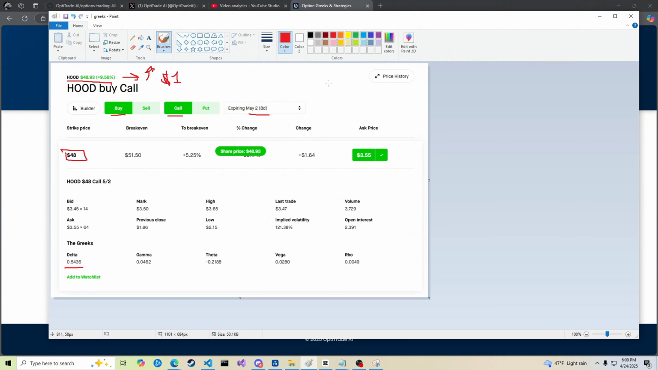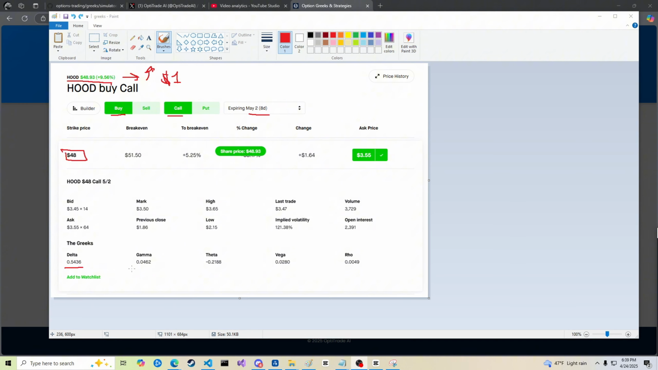And so you can really think of delta here as your directional leverage. So with a 0.54 delta, you would capture 54% of the stock's move. And that just implies, right, that there's about a 54% chance that this option finishes in the money.